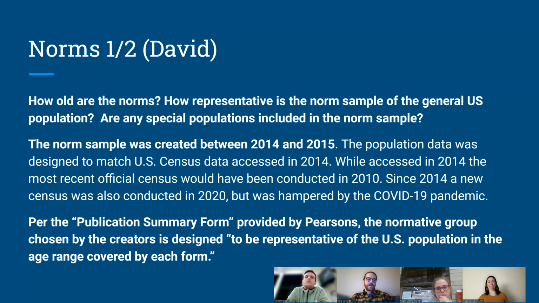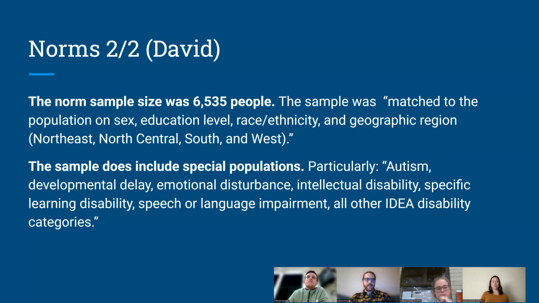And per the publication summary form, this is a normative group test, and it was designed to represent the US population in the age range covered for each form. And we have that data in more detail on the last slide.